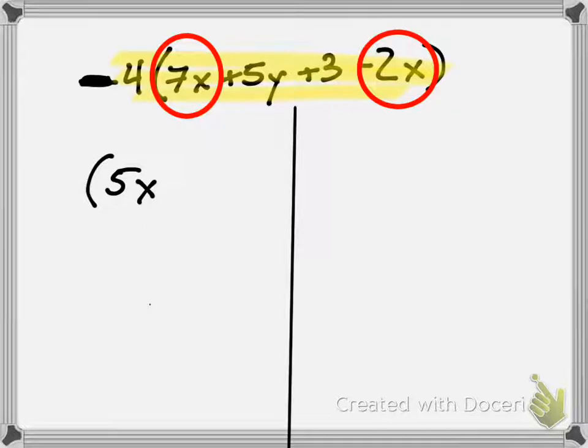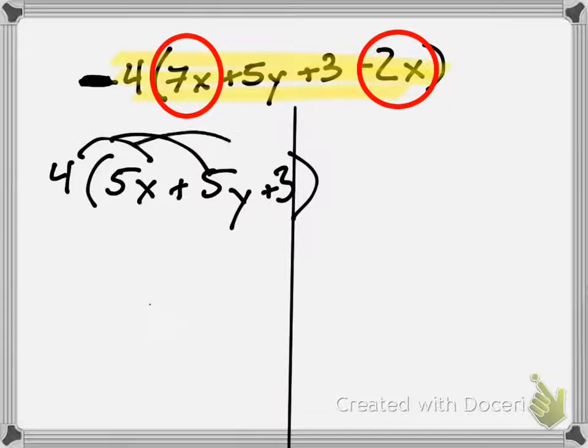Is there anything I can combine y with? The y plus 5y? Anything? No. It just stays the same. Is there anything I can combine the 3 with? No. So it just stays the same. Then we've got a 4 on the outside. In this case, now we can distribute it.